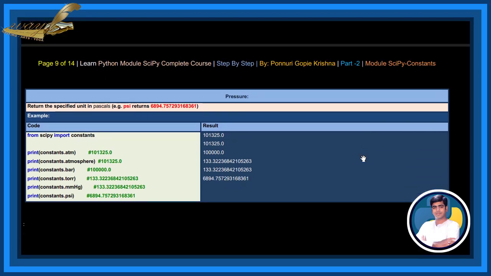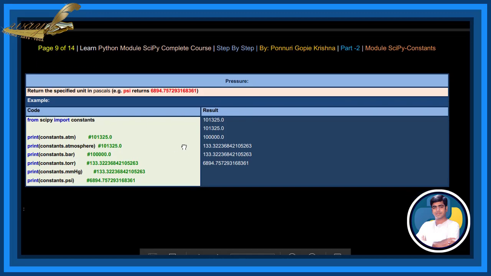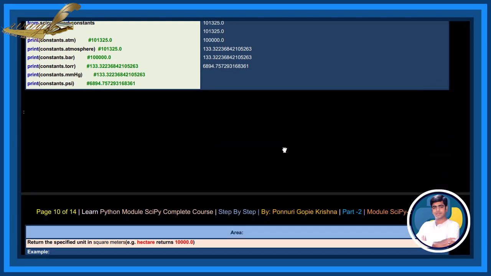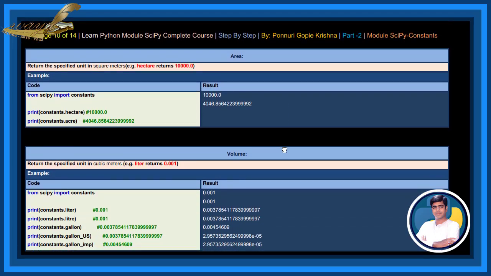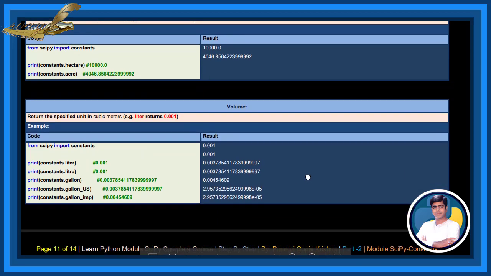Pressure returns the specific unit in pascals. PSI returns 6894.757293168361. See, by printing all these values, the result returns this. Area returns the specific unit in square meters. Example, hectare returns 10,000.0. See, by executing all these values, the result returns this.